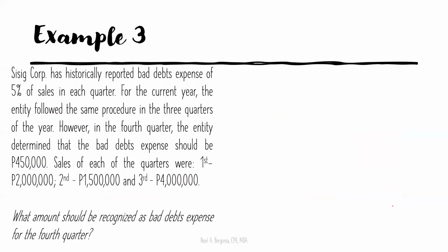Next, example number 3. Now let's talk about bad debts. The question is, what amount should be recognized as bad debts expense for the fourth quarter? So it is the bad debts expense related only to the fourth quarter.